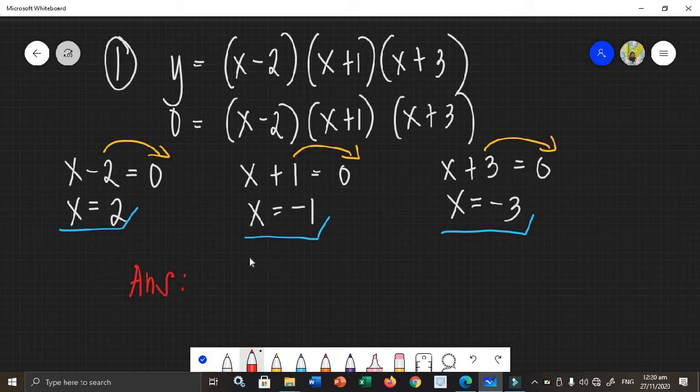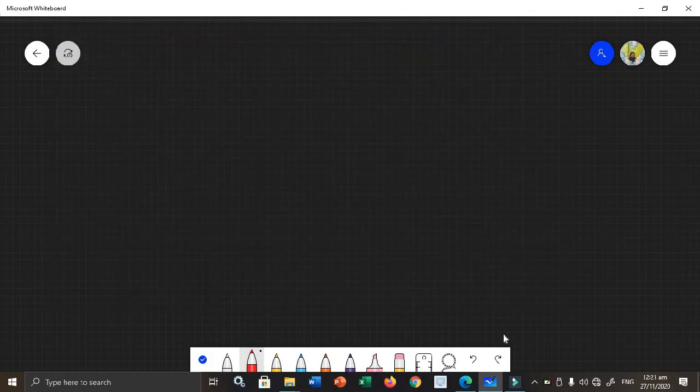So your answer will be like this. The zeros are 2, negative 1, and negative 3. So that is how you get the zeros of the polynomial function if the given is already in its factored form. How about if the given is not in its factored form, like this example number 2?